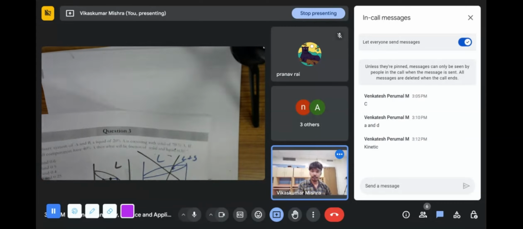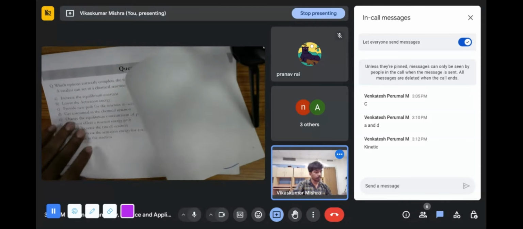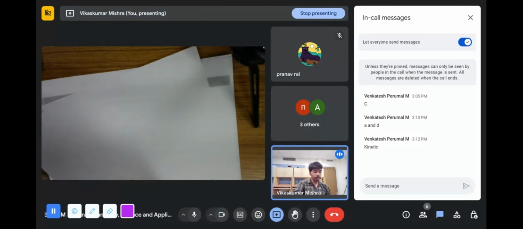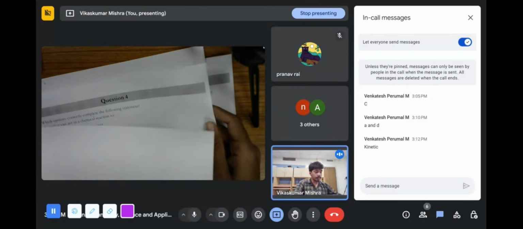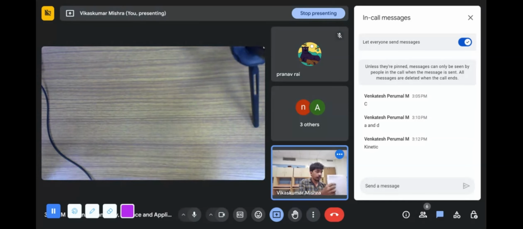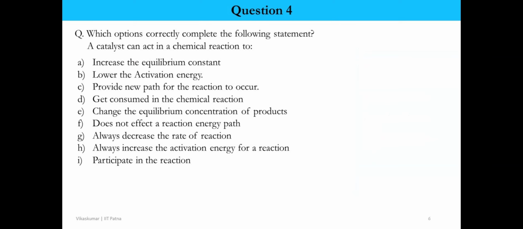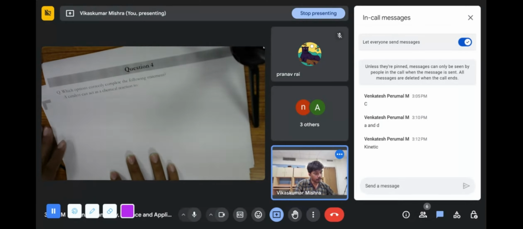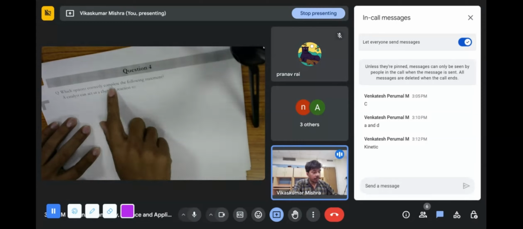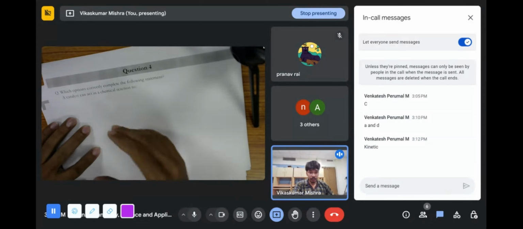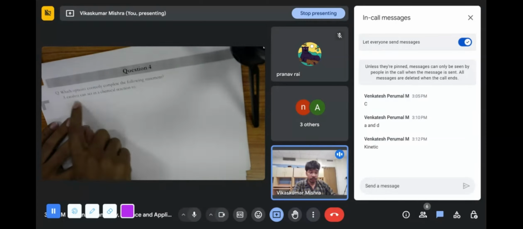Question number 4. See, by mistake, I made this question quite lengthy. That's why I'm trying to hide it. So we'll read it in a fraction way. Okay. Let's read the question. Which option correctly completes the following statement? Okay. So we need to find the option which completes this particular statement.